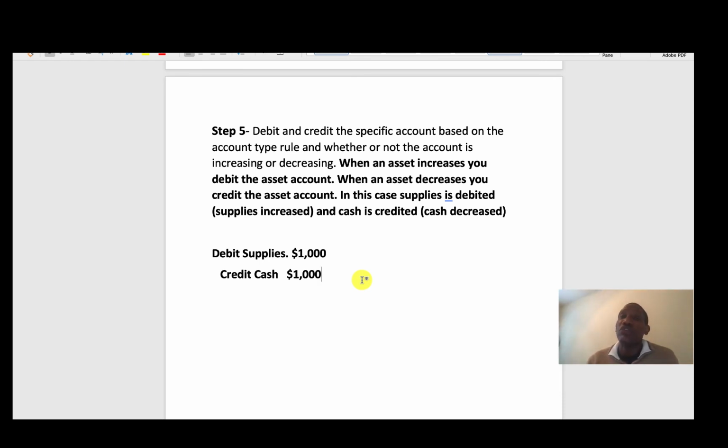So the journal entry rule is at a minimum, you've got to have one account that's debited and one account that's credited. That's one. Number 2 is if you have more than one account, that's fine. The total of your debits must always equal the total of your credits. Okay? So that's a quick example of how to do a journal entry.